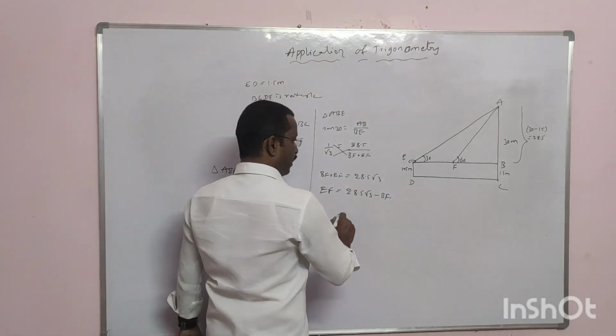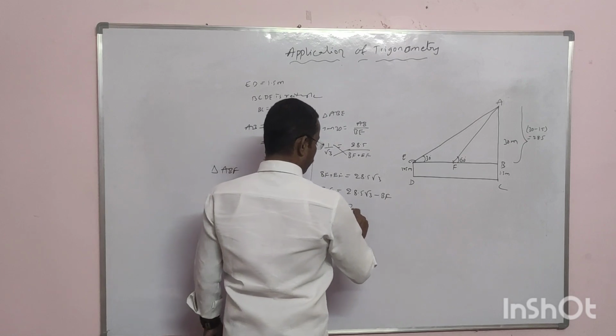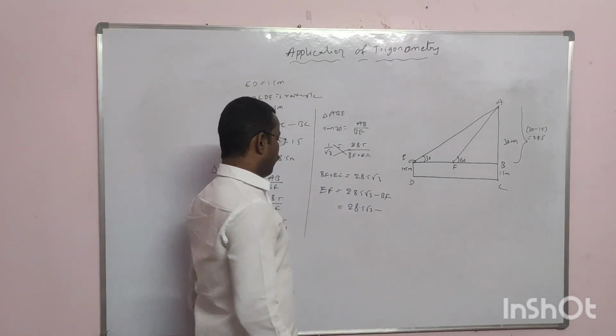So then BF is equal to 28.5 √3 minus what is your BF, Nana?